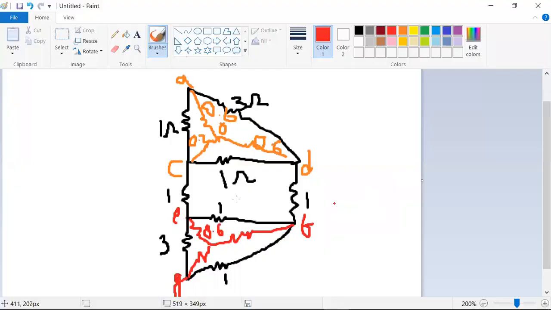Next, 3 into 1 by 5 again, the same 0.6. Next, 1 into 1 by 5, it's nothing but 0.2. Now you have converted delta to star.